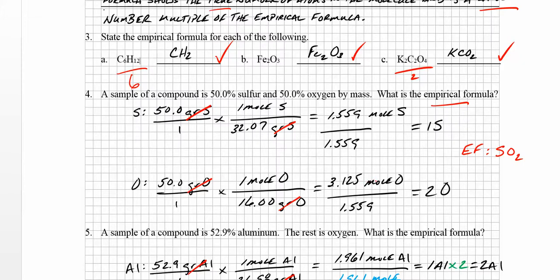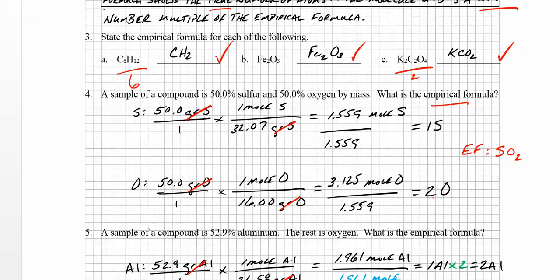So to get to a whole number, what I'm going to do is look to see which one of these 2 moles is the smallest and divide both of them by that number. In this case, it's the 1.559. I'll divide 1.559 by 1.559, and get 1 mole of sulfur, or 1 sulfur. 3.125 moles of oxygen divided by 1.559 is very close to 2. Very close to 2. So it's a 1 to 2 sulfur to oxygen ratio in the empirical formula.